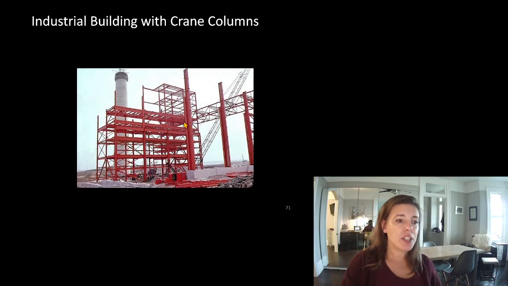Here is just an industrial building with some crane columns. Again, I don't have a lot to say about some of these images. I just want to show you that they exist. So maybe sometime later in your career, if you're looking for something, you can come back and maybe see these images.